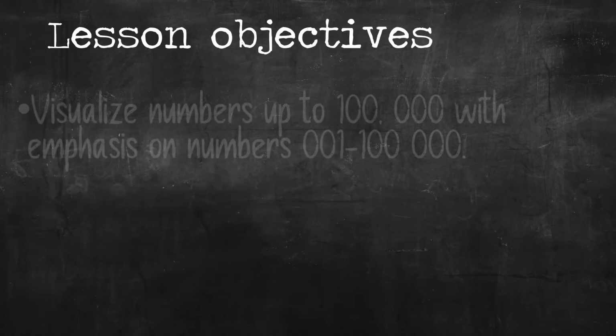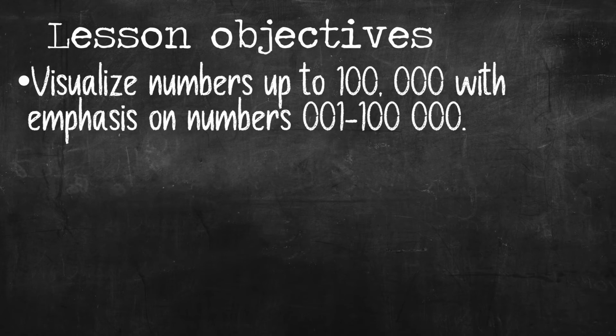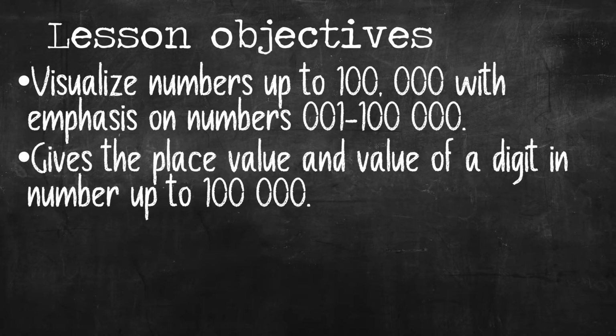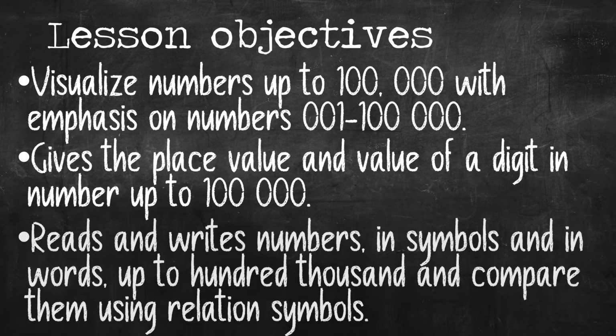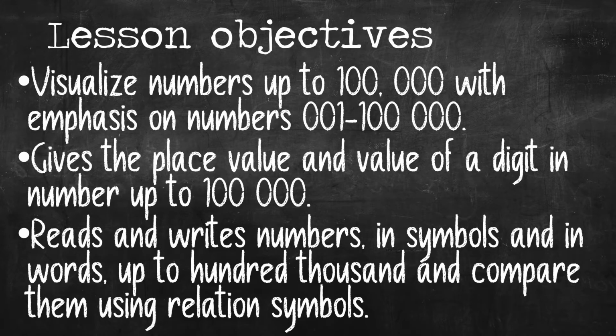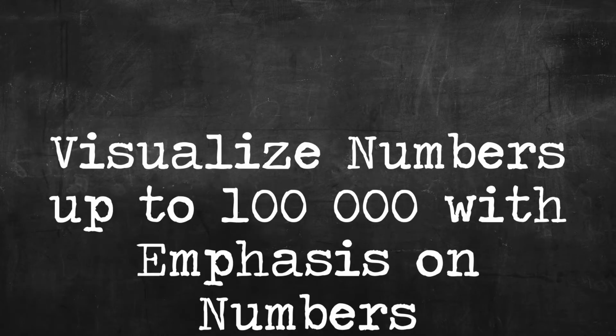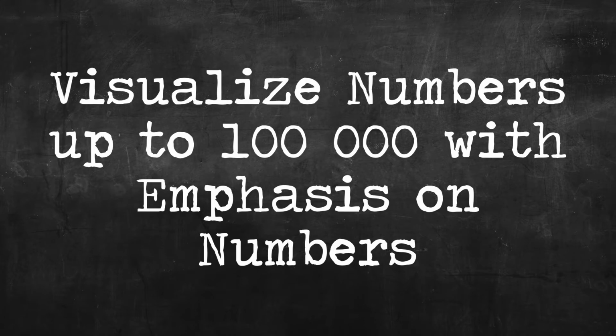At the end of this week, you'll be able to visualize numbers up to 100,000 with emphasis on numbers 1 to 100,000. Give the place value and value of a digit in a number up to 100,000. Read and write numbers in symbols and in words up to 100,000 and compare them using relation symbols. This topic is all about visualizing numbers up to 100,000 with emphasis on numbers.